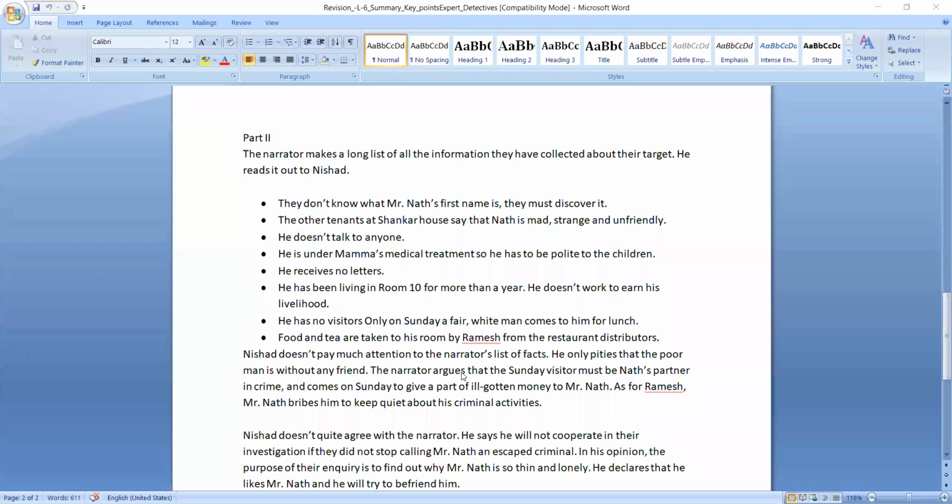The other tenants in Shankar house say that Nath is mad, strange and unfriendly. This is the second clue, that Mr. Nath is mad, strange and unfriendly. Those other tenants who live at Shankar house say he doesn't talk to anyone. Another clue.